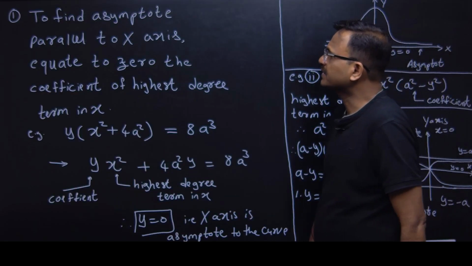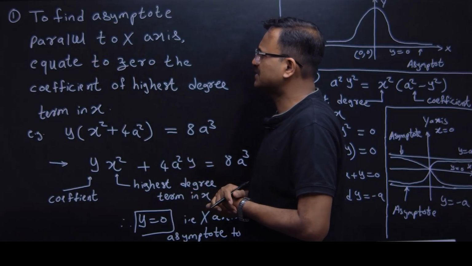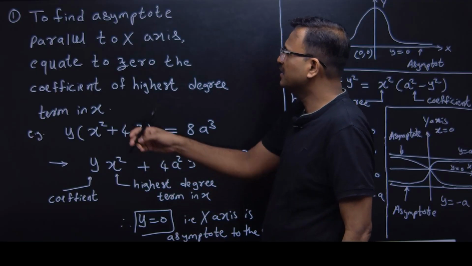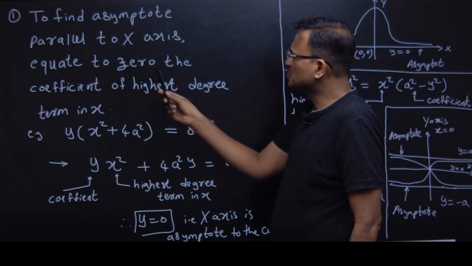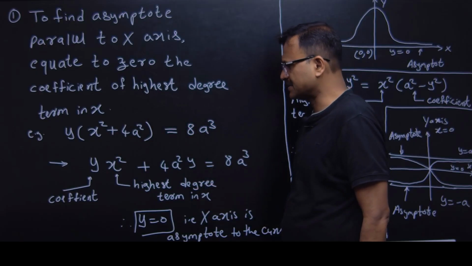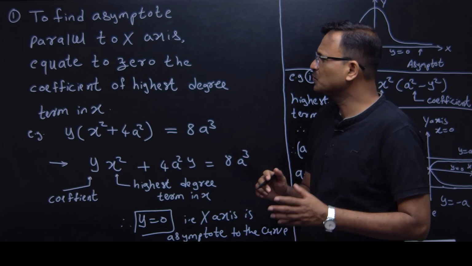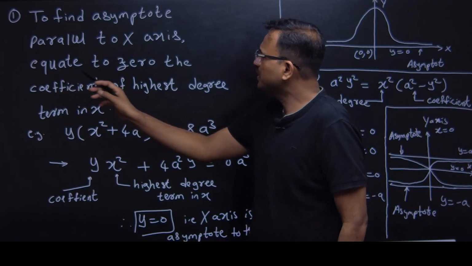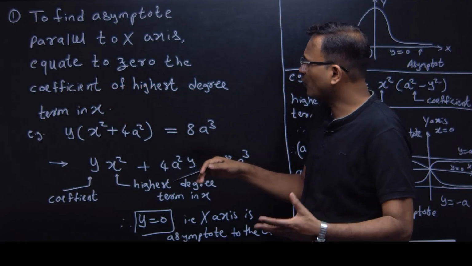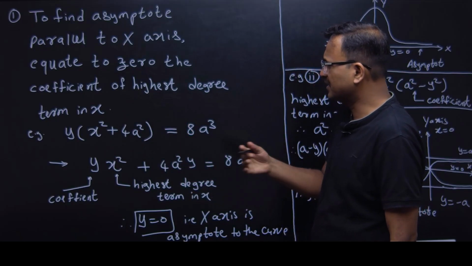First of all, if you have to find asymptote parallel to x-axis, then we have to equate to 0 the coefficient of highest degree term in x. So see, if you want to find asymptote parallel to x-axis, what we have to do? We have to equate to 0 what? Coefficient of what? Highest degree term in x in the given equation.